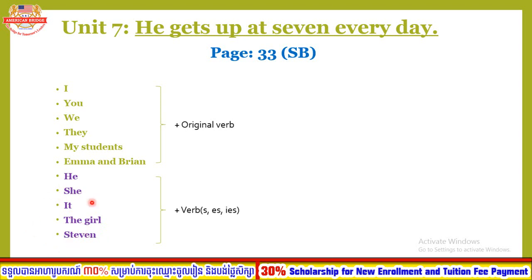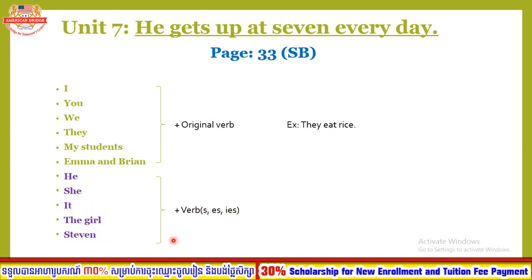You need to remember that for the subjects in group 1, we use the original verb. You may not understand, teacher, what is an original verb? I will tell you further in the next slide. Just remember that I, you, we, they, and also plural subjects like students, Emma and Brian, we use with the original verb. For example, they eat rice. You see here, we do not add s at all. We keep the original verb or word. One more. He, she, it, the girl, Steven, are used with verbs with s, es, and ies.